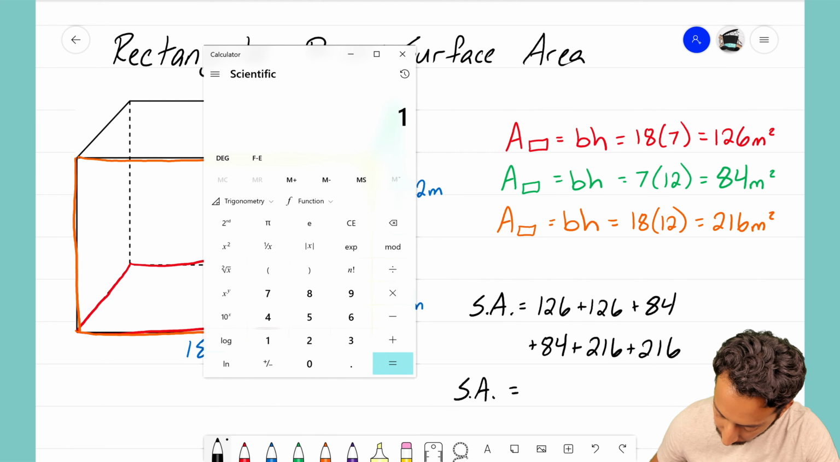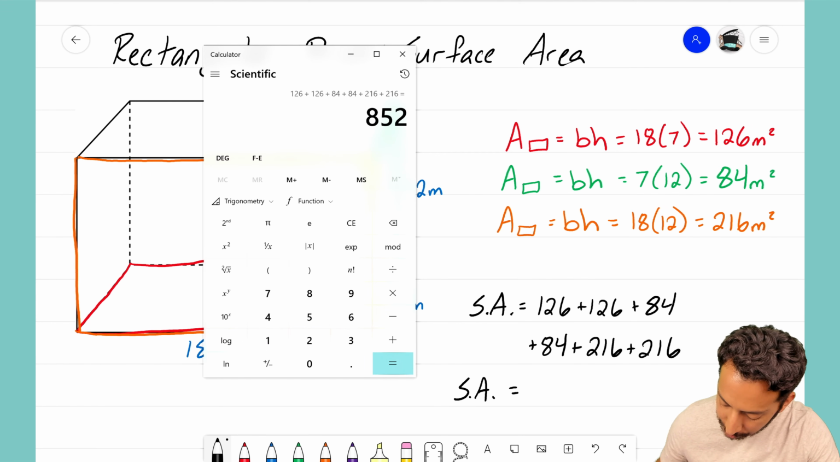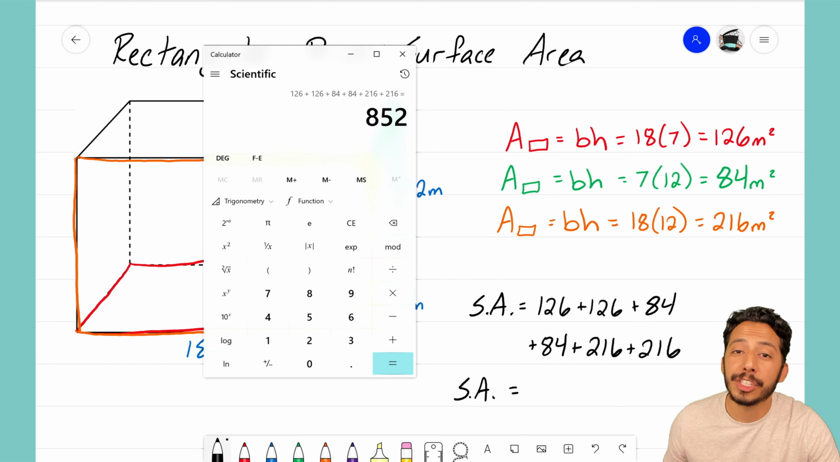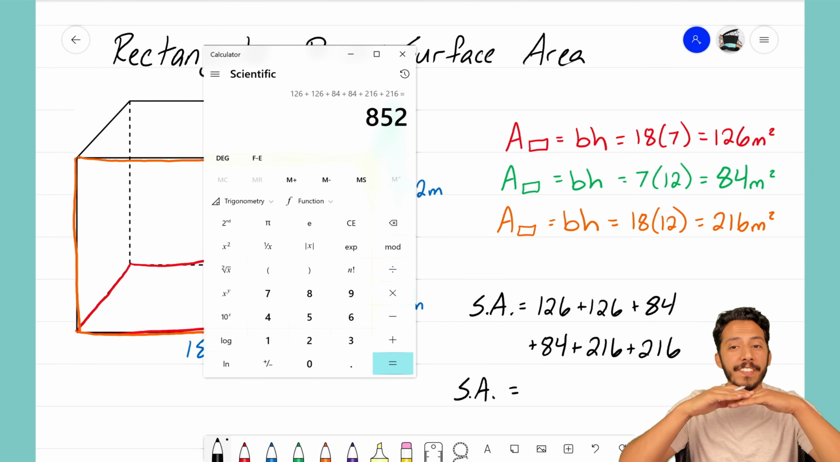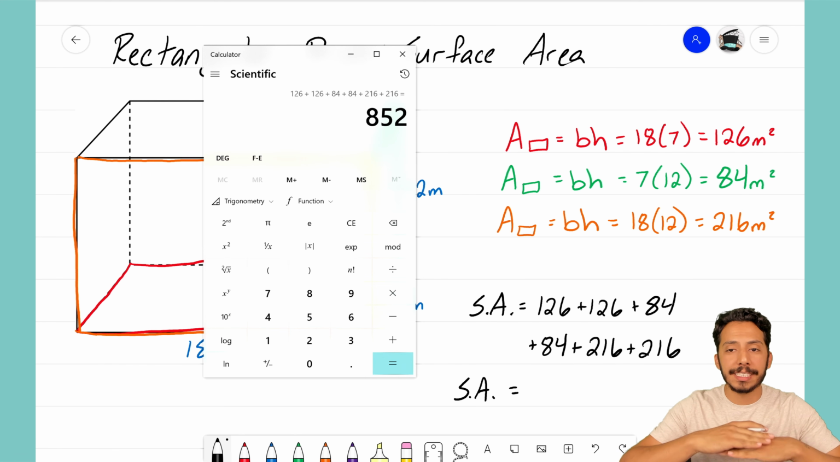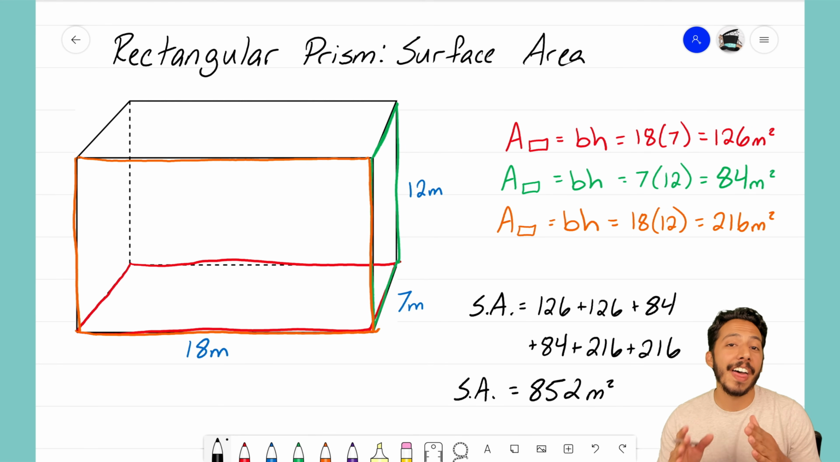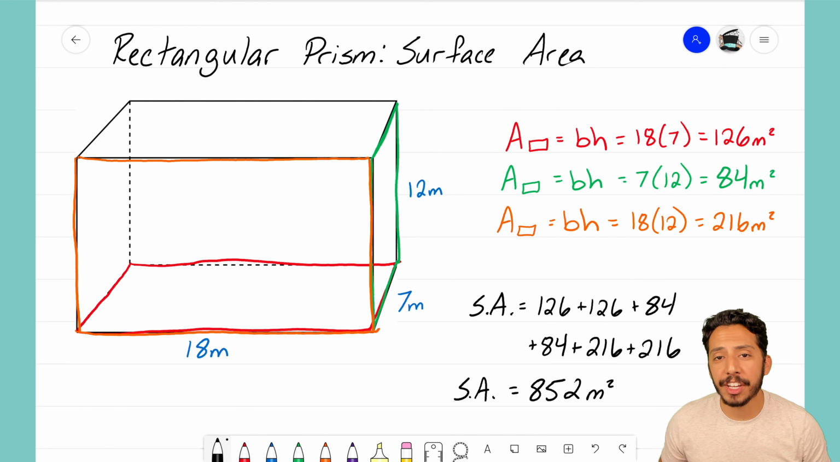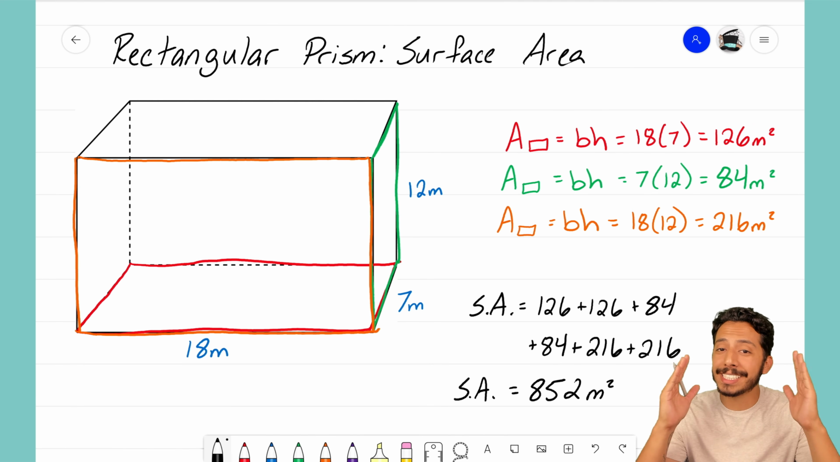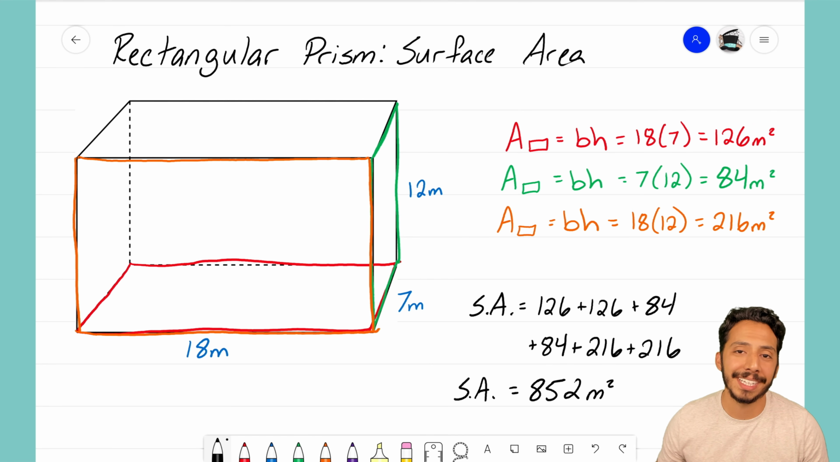Whoops, I did not type in 84 there, so let's start over. 126 plus 126 plus 84 plus 84 plus 216 plus another 216. I see that the total surface area of every side of our rectangular prism ends up equaling 852 square meters. That's how you do it. That's how you find the surface area for a rectangular prism. Find the area of every rectangular side, add them up, you got your answer.